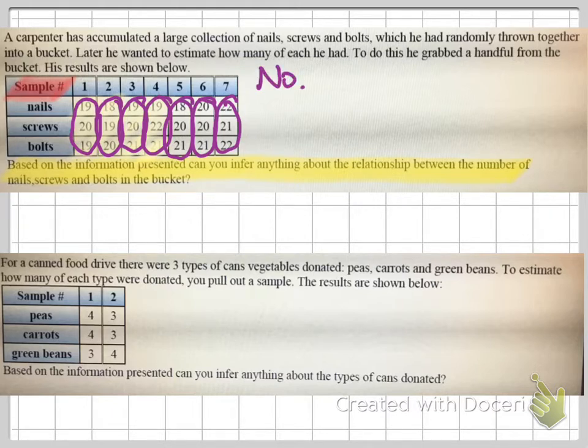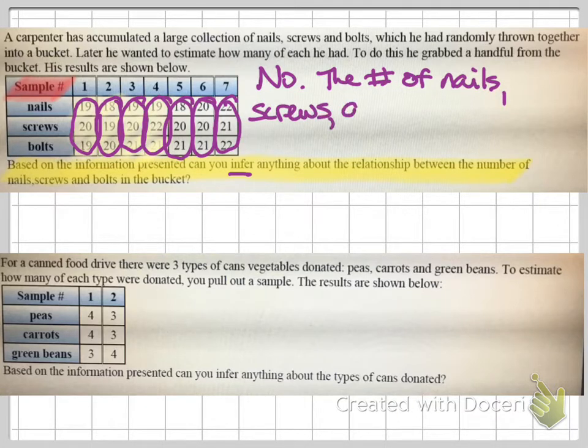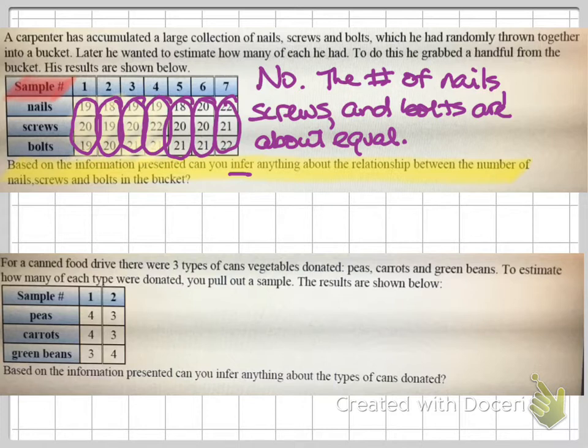Therefore, the inference that you can draw is the number of nails, screws, and bolts are about equal. There's not a statistical difference between those 3 items that are located inside the bucket.